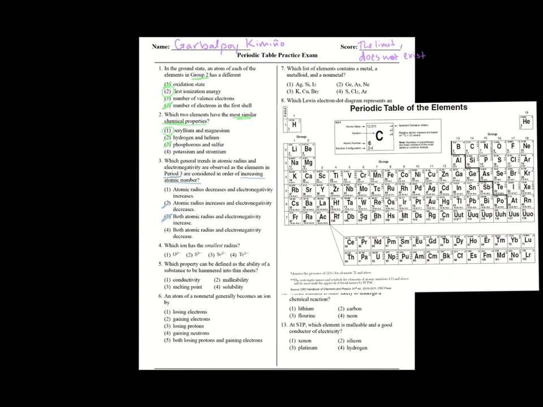Okay, so atomic radius goes up, the opposite. Atomic radius goes down, electronegativity goes up, and that's choice 1. They don't go up and down the same way. Alright, number 4, we're talking about ionic radius. Which ion has the smallest radius?